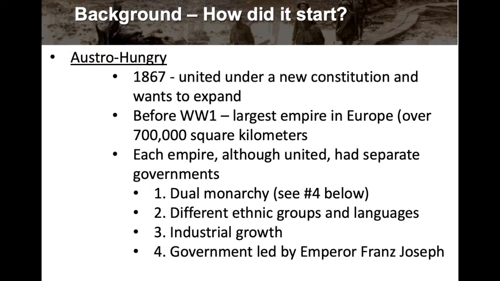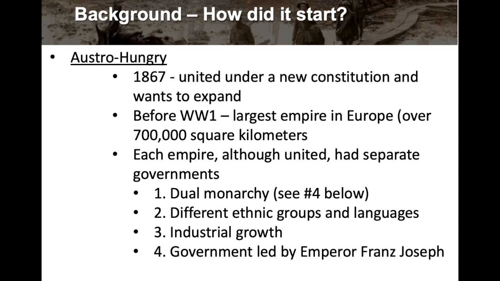Then Austria-Hungary. In 1867, it was united under a new constitution, and they wanted to expand. So it wasn't just Austria now; it was a combination of the two coming together: the Austrian Empire and the Hungarian Empire. They come together under this new constitution. Before World War I, it was actually the largest empire in Europe in regards to space because it had over 700,000 square kilometers of territory. That encompassed a lot of different people groups, which is going to come back and haunt them.